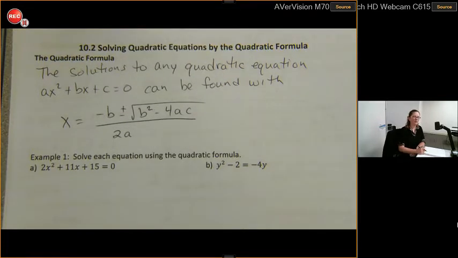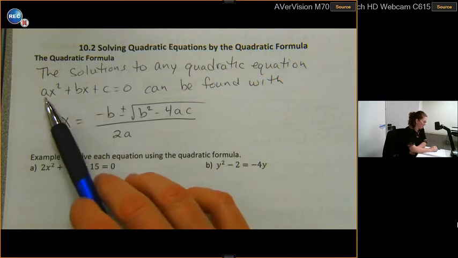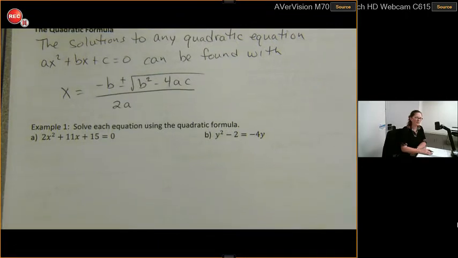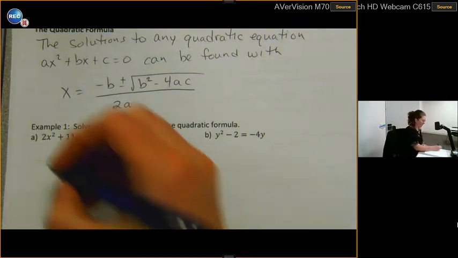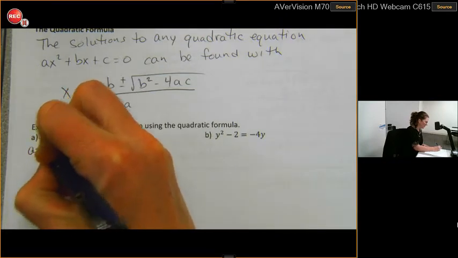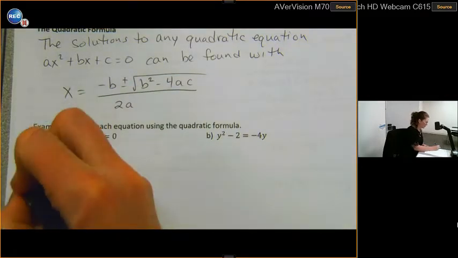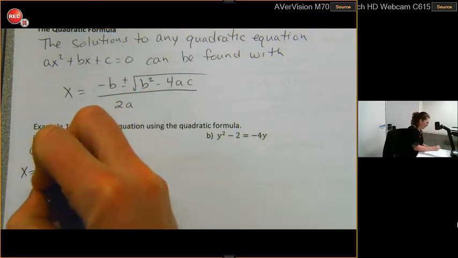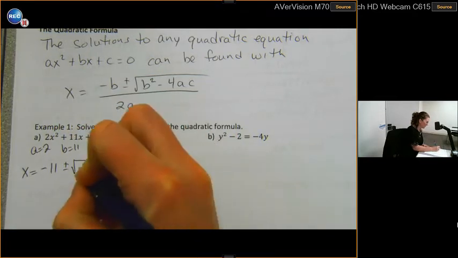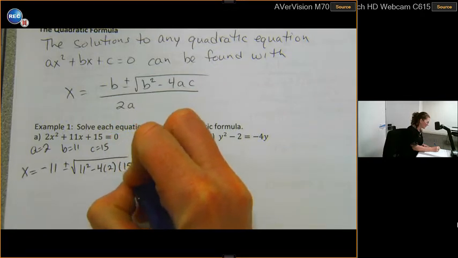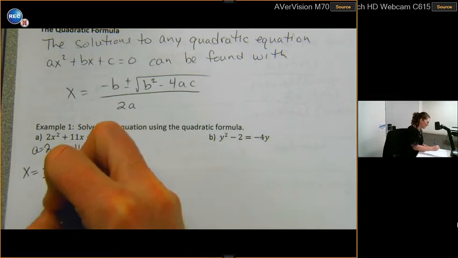So the quadratic formula is an equation that can be used to solve any quadratic function. And it's just by substituting the values for A, B, and C in the correct location in the formula. If we're going to solve with the quadratic formula on part A, the A is 2, the B is 11, and the C is 15. So I'm just going to substitute. I have the opposite of B plus or minus the square root of B squared minus 4 times A times C, all divided by 2 times A.